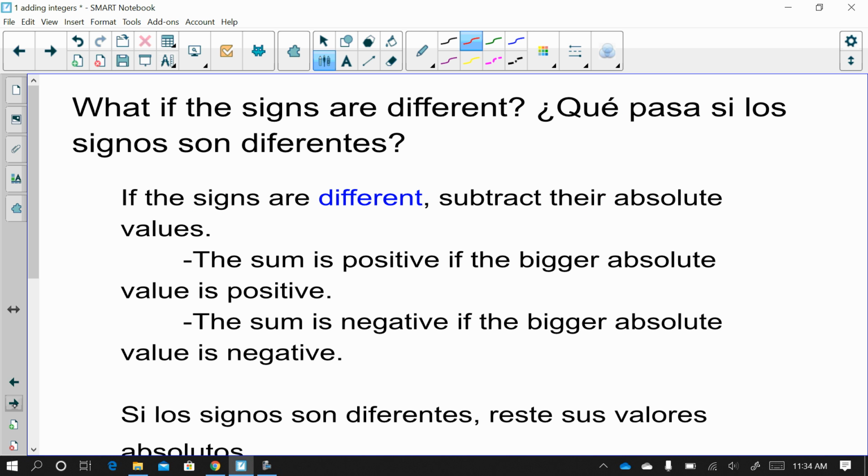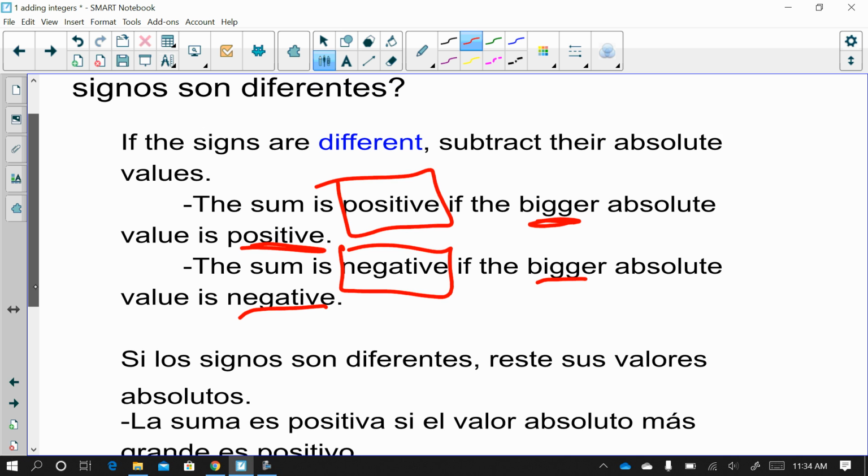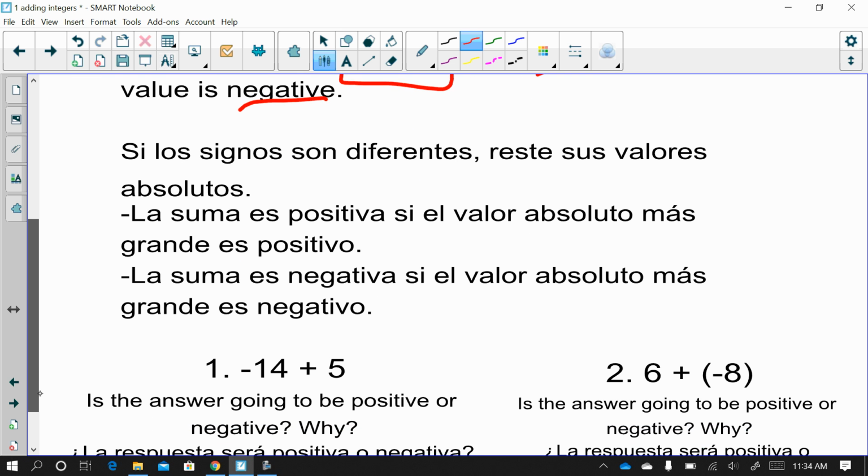Okay, so that's what happens if the signs are the same. What happens if the signs are different? If the signs are different, all you've got to do is subtract. Whatever the bigger number is, that's what the answer is. If the bigger number is positive, my answer is positive. If the bigger number is negative, my answer is negative. Pretty straightforward. Signs are different, whatever the bigger number is, that's the sign you get, and you just subtract the two numbers.